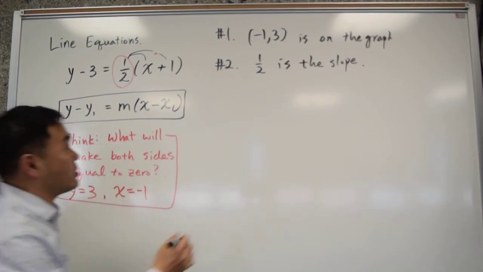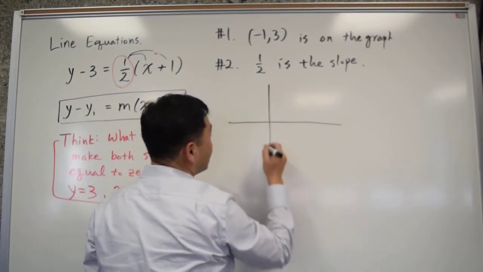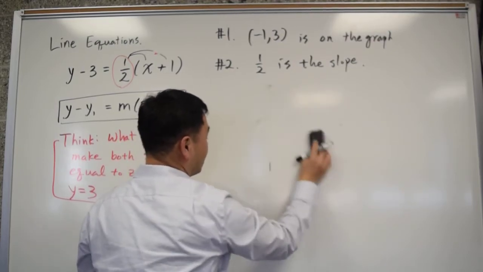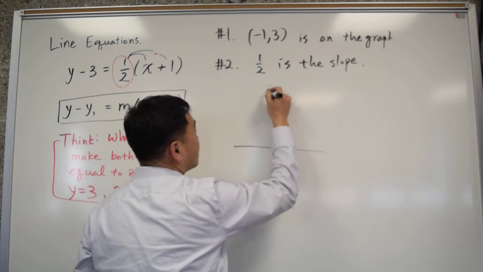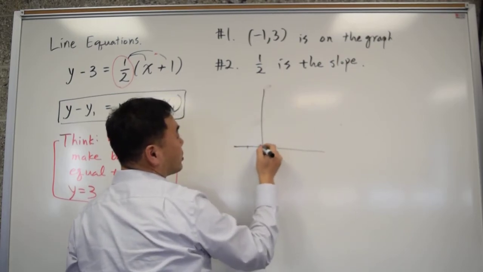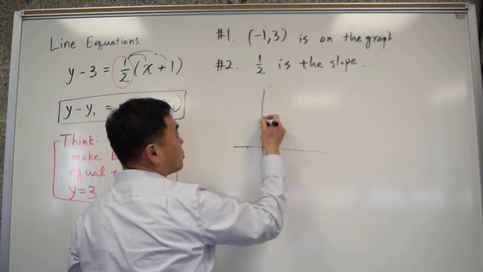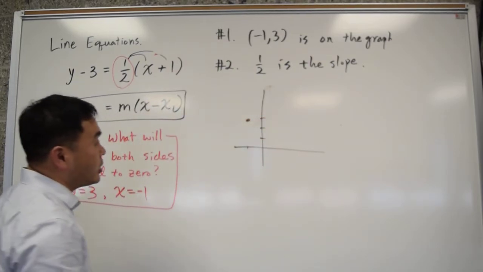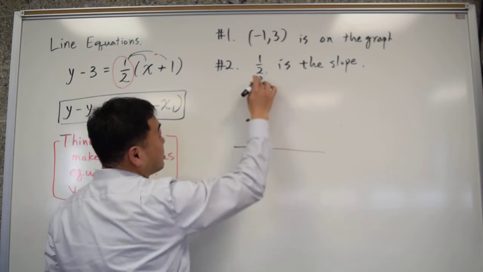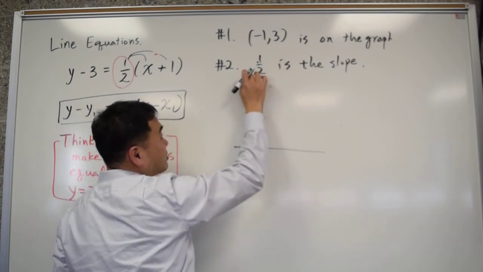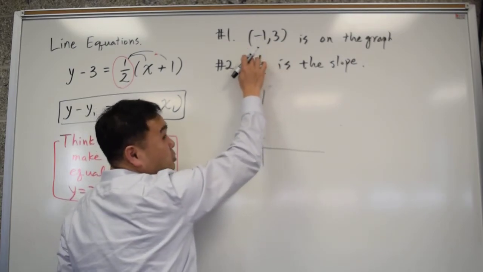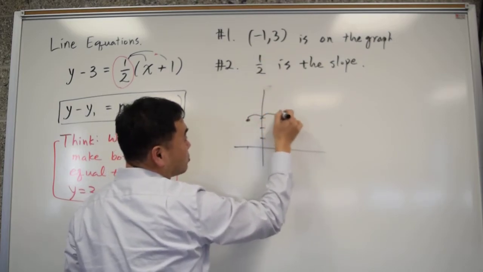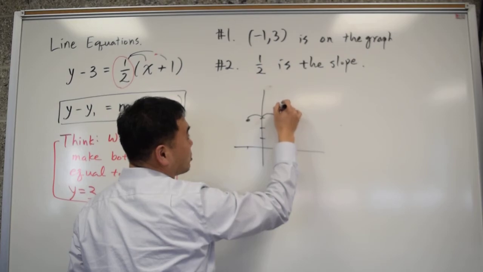Okay, then we can draw this. How? Negative 1, 3. Oh, I should make this. Let me make this. Okay. Negative 1, 1, 2, 3. Here's negative 1, 3. And then the slope is 1/2. That means when you have change of x as 2, then change of y should be 1. So you change x by 2, 2 steps, and change of y should be 1 step.